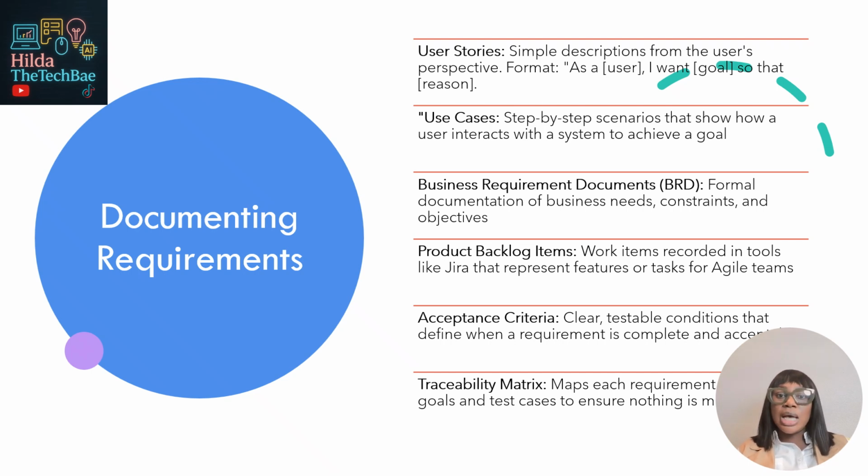Also, we use tools like a product backlog to track work items and acceptance criteria to define what done looks like. Another helpful tool in a traditional waterfall environment will be the traceability matrix, which links each requirement back to the business goal and the testing plan, making sure that nothing is missed. So, no matter what format you're using, Agile or Waterfall, it is the same goal. You need to just write it down in a way that is easy to understand, easy to test, and aligned with what stakeholders expect.